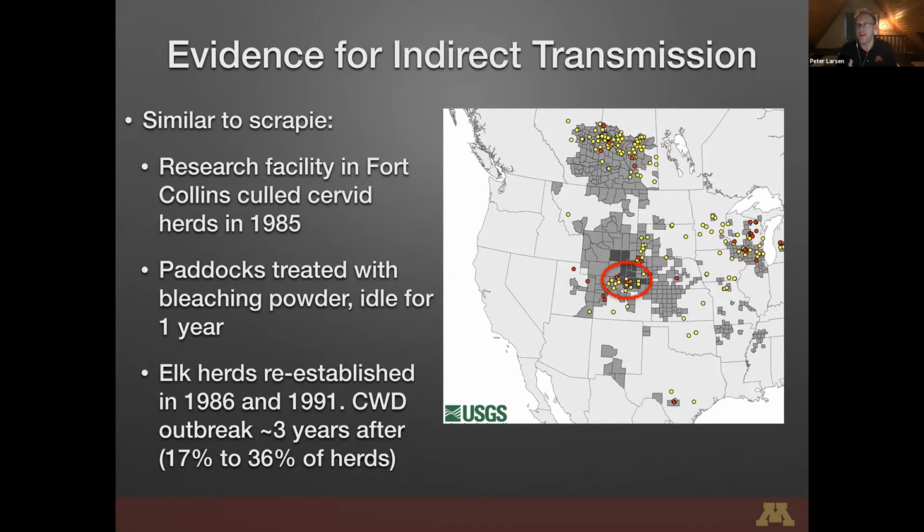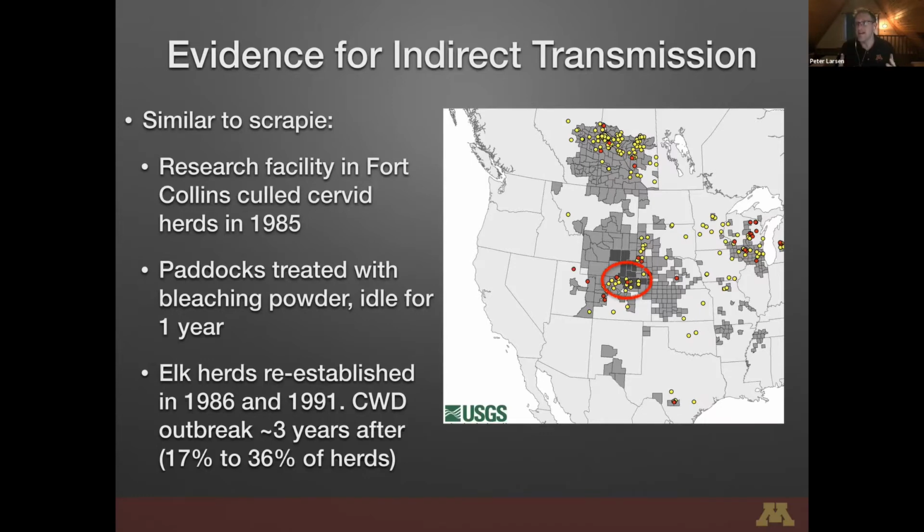The pens that had the CWD positive animals in them were then treated with a bleaching powder. I talked last time about bleach and how that may render the misfolded form non-infectious. So they're trying to render the misfolded form non-infectious inside these pens. And then they let it sit for a year. Elk herds were brought back in 86 and 91. And about 3 years after those reintroductions at this facility in Fort Collins, about 17 to 36% of those animals that were brought in developed chronic wasting disease.